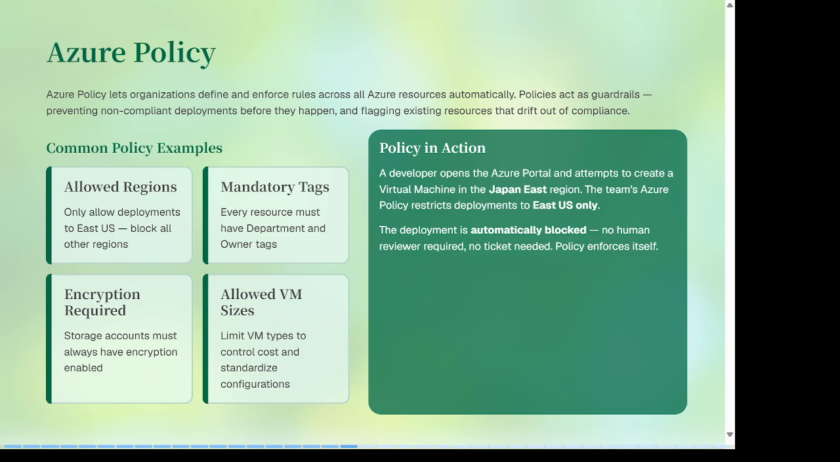Mandatory tags. Every resource must include metadata such as department or owner. This helps with cost tracking and accountability. Encryption required. Storage accounts must always have encryption enabled. So no unencrypted storage is allowed in the environment. Allowed VM sizes. Organizations can restrict virtual machine types, which controls cost, standardizes performance, and avoids oversized deployments.